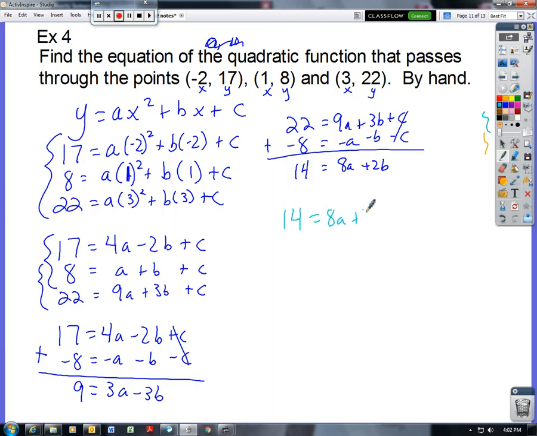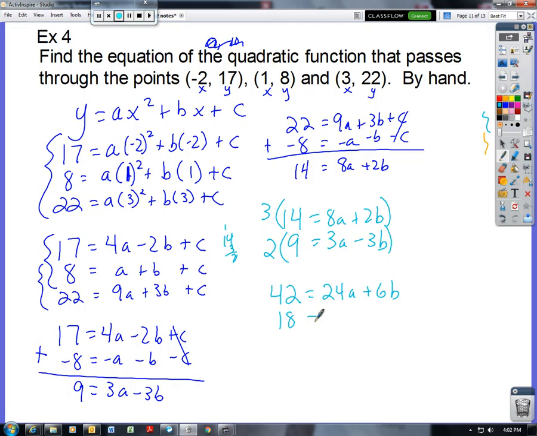14 equals 8a plus 2b, and 9 equals 3a minus 3b. And I think it's going to be easiest to get rid of the b's, because one's already positive and one's negative. So we're going to multiply the top one by 3, because we need to get a least common multiple, which would be 6. That means I have to multiply the top one by 3. The bottom one I need to multiply by 2. So that's going to give me 3 times 14, which is 42. And then 18 equals 6a minus 6b.